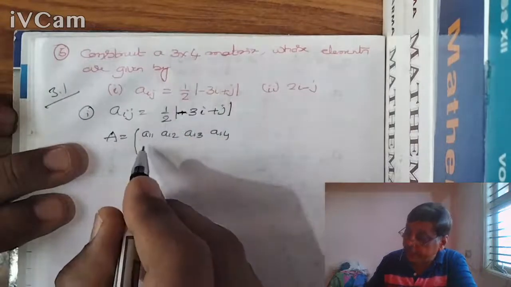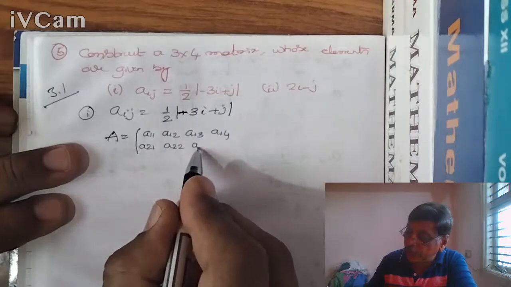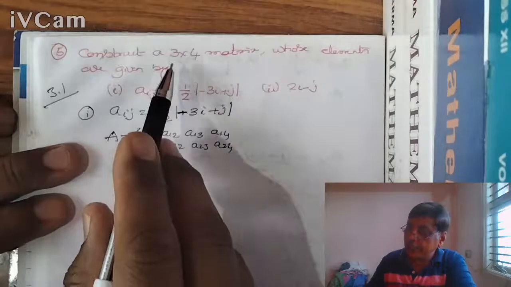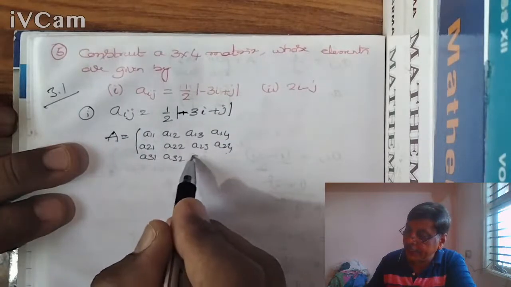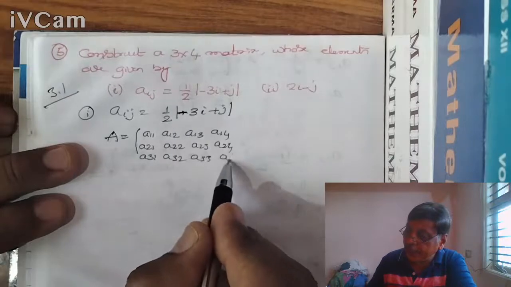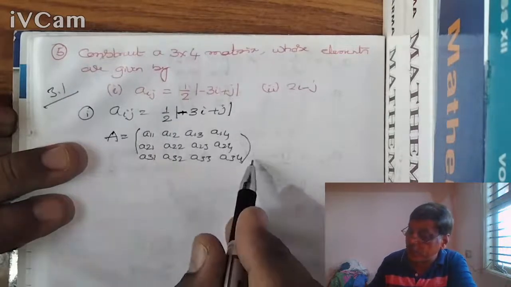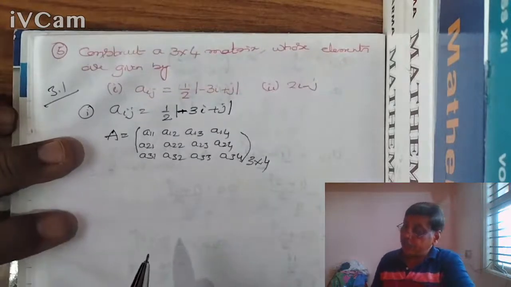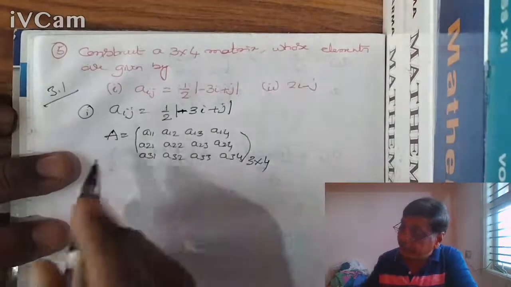Okay. Next, A21, A22, A23, A24. Next, A31, A32, A33, A34. So this matrix has 3 rows and 4 columns. So this is the general matrix. Next, you have to find each element by using the given definition.